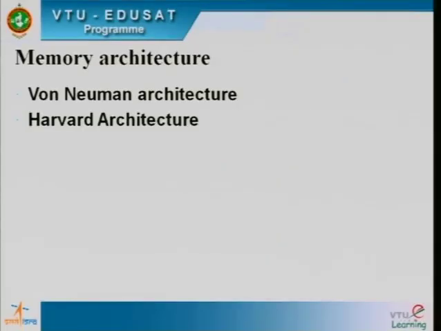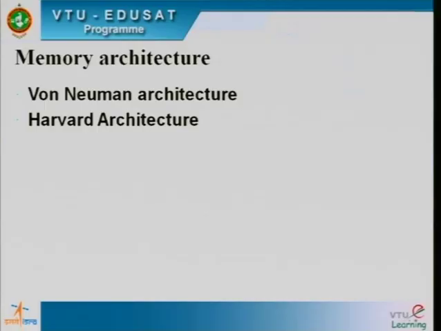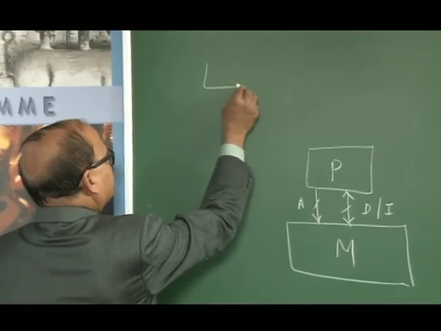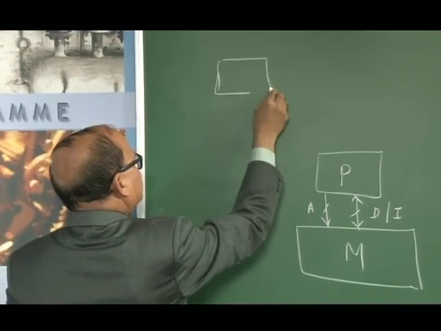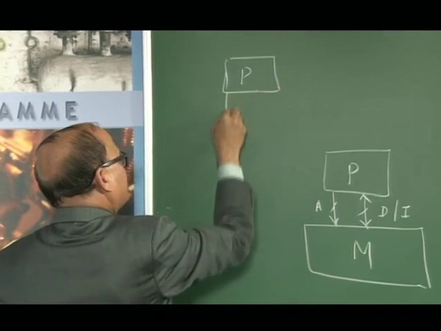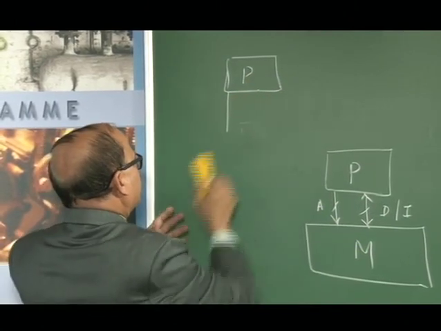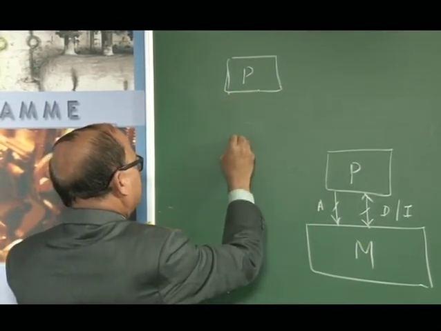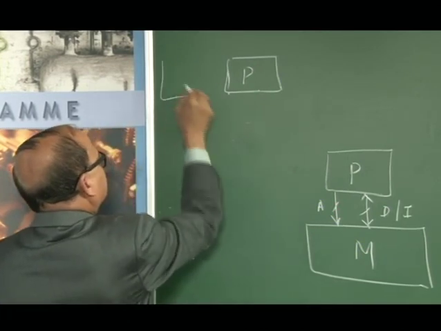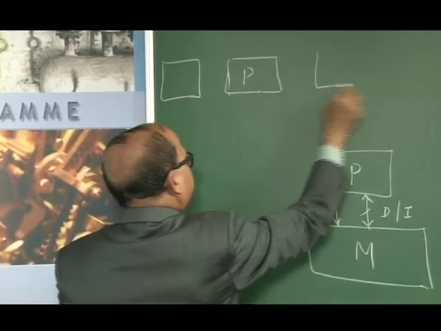Now the second category is the Harvard architecture. In the case of Harvard architecture, we exactly split the memory vertically. I will consider the processor here, and the processor is connected to the memory. So I have the memory split here, and I have another piece of memory here.